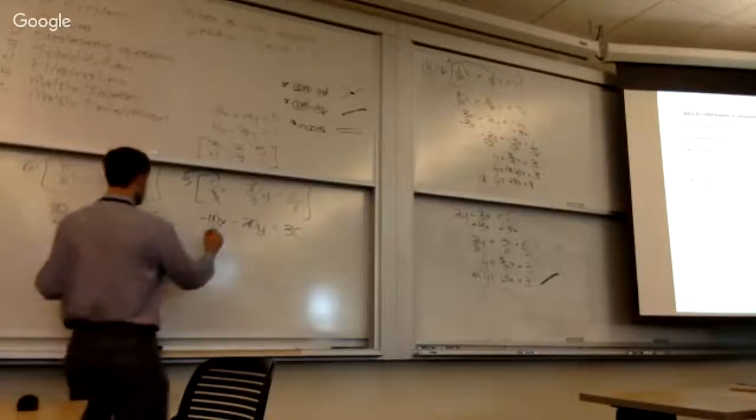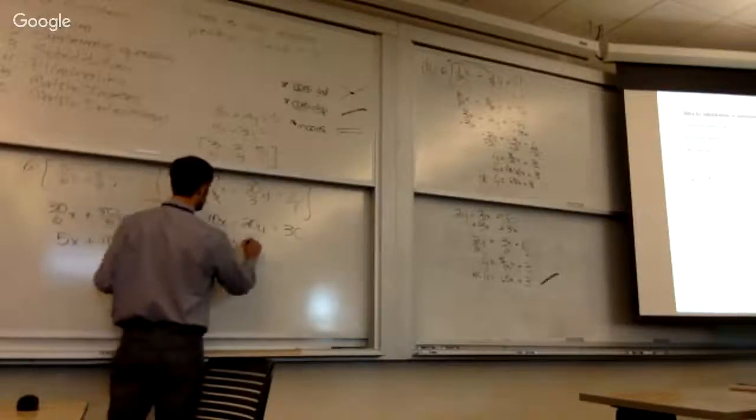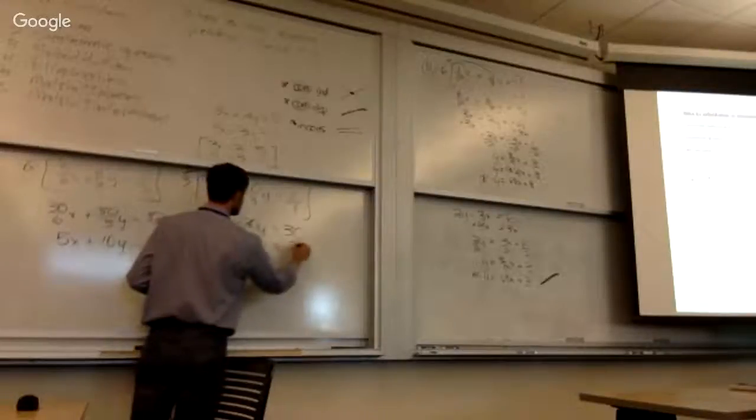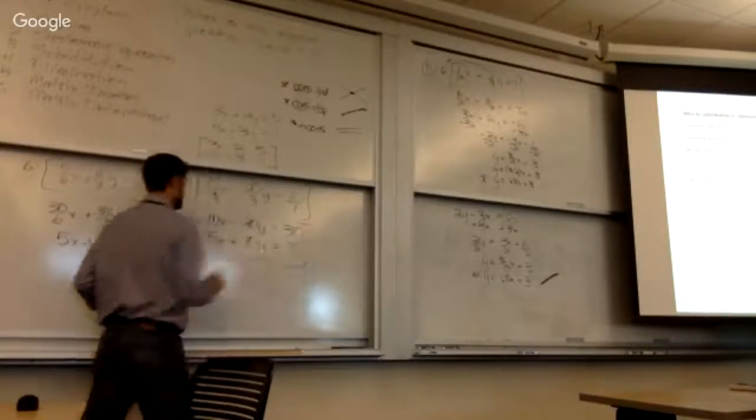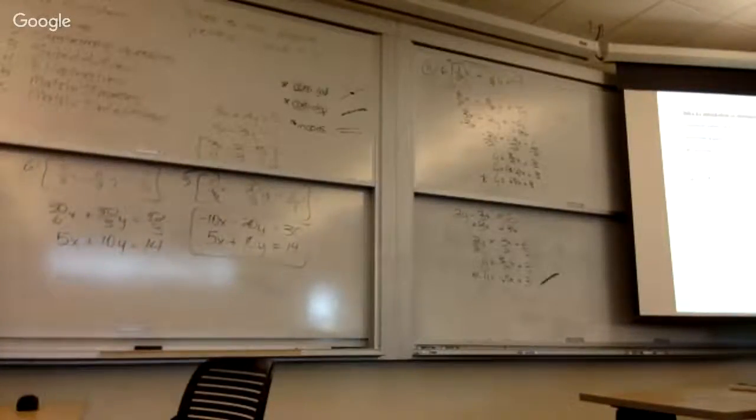Okay, I'm going to write our two systems on top of each other. 5x plus 10y equals 14. That's our system in whole numbers.